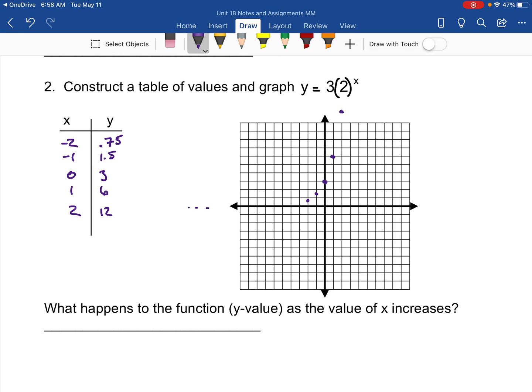Okay, so again, we're going to have an asymptote at y equals 0, the x-axis. We won't touch the x-axis. And notice the curve is going in a different direction. So here is what our curve looks like. What happens as x increases? Well, y increases also. As it's going from left to right, the graph is going up.